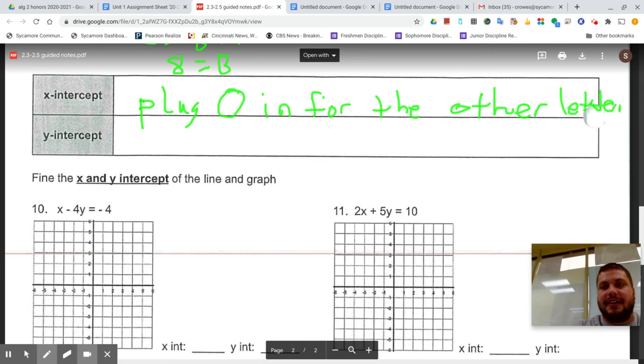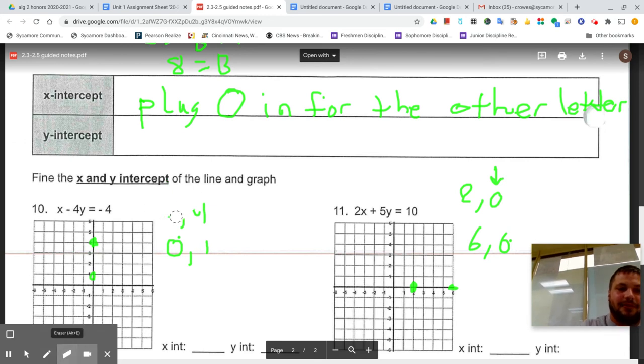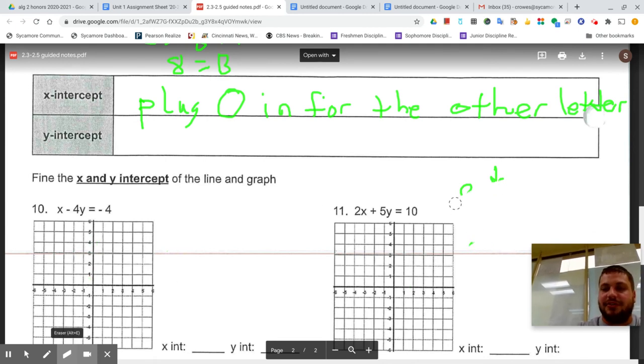Here's why that is, so you understand. Any y-intercept, for instance, this point right here is 0, 4, or this point right here is 0, 1. So all y-intercepts have an x value of 0. All x-intercepts, for instance, this right here, 2, 0, this right here, 6, 0, all have a y value of 0. So all intercepts, by definition, have the other value as 0. That's what makes them an intercept. That's what puts them on that line. So that's what you do to find them.